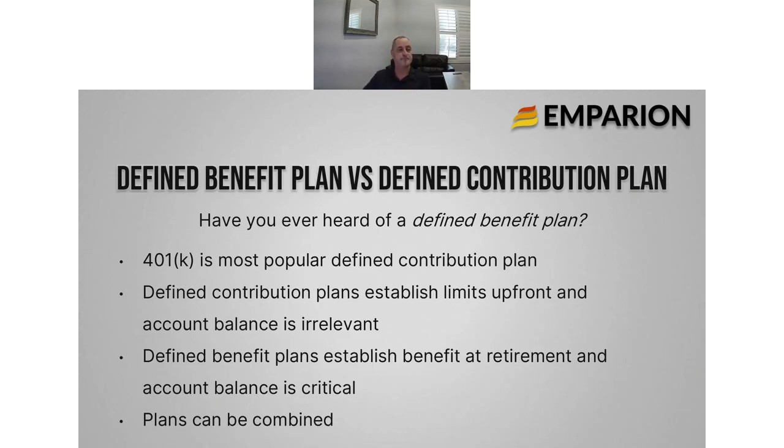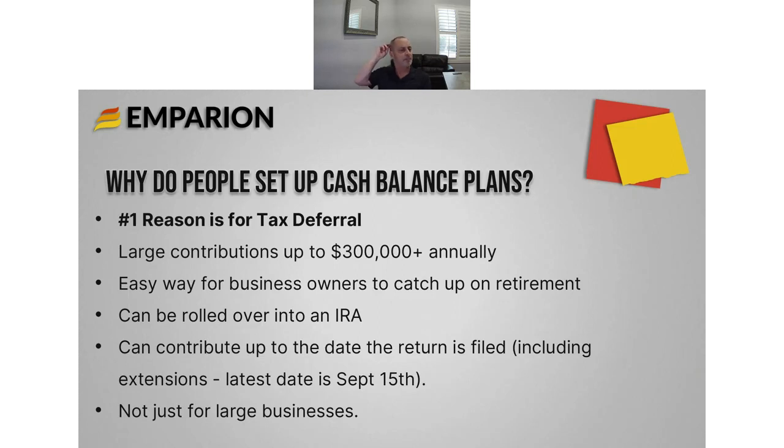Why do people set up plans? Again, I mentioned this. Number one reason is tax deferral. Our average client's probably $500,000 to $600,000 a year. Overall tax bracket 40% or so. Again, if you can put an extra $100,000 in retirement, that's probably going to save you about 40 grand. Not only is it a tax deduction up front, but it grows tax deferred. It's a great way for business owners to catch up on retirement.